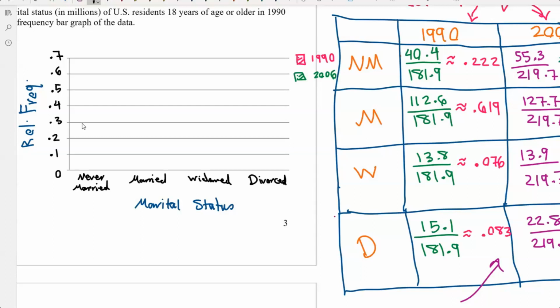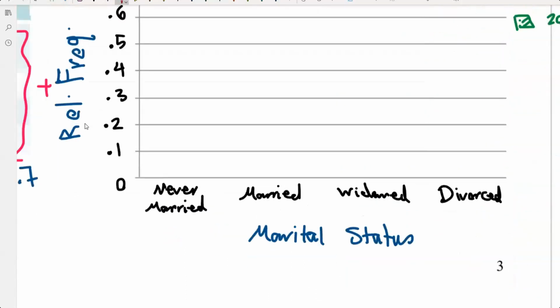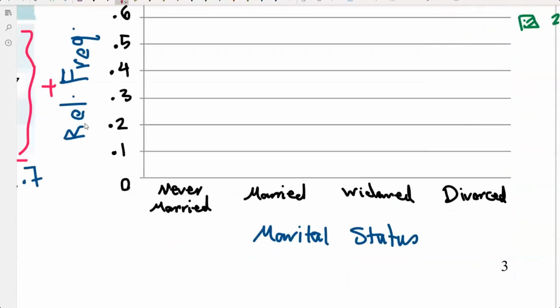Okay, so for 1990, I'm going to use that color. Now here we have never married. We got 0.222, but here I'm going to use 2 decimal places. So that is 0.20, and this is 0.30, and this one is 0.22. So you have to divide by 10. Zoom in. So divide by 10. Here we have 0.20, 0.21, 0.22.